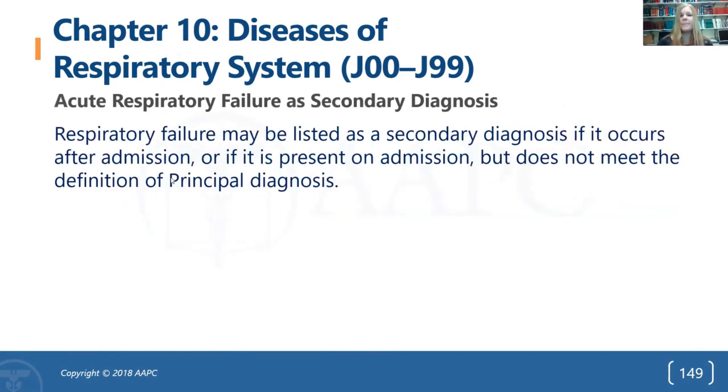Respiratory failure may be listed as a secondary diagnosis if it occurs after admission or even when it's present on admission but doesn't meet the definition of principal diagnosis. When a patient is admitted with respiratory failure and another acute condition, the principal diagnosis will not be the same for every situation. It depends on the documentation and the circumstances of that admission.